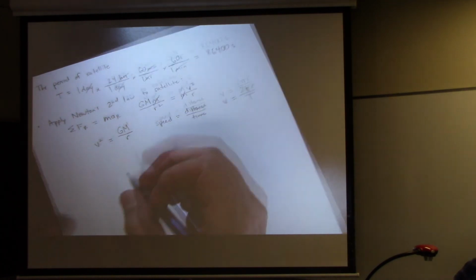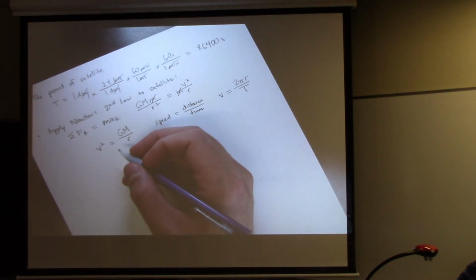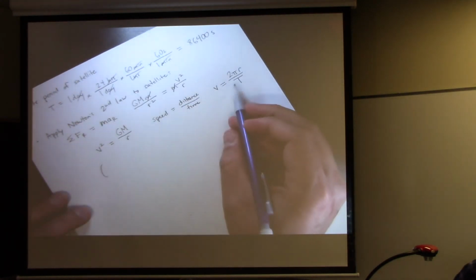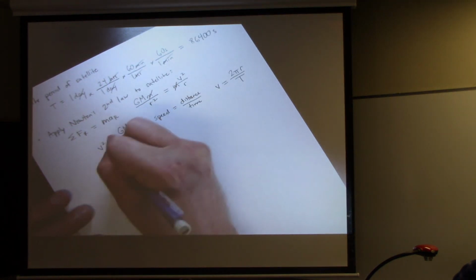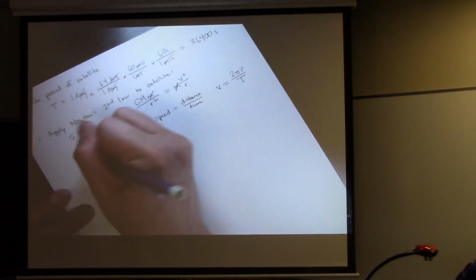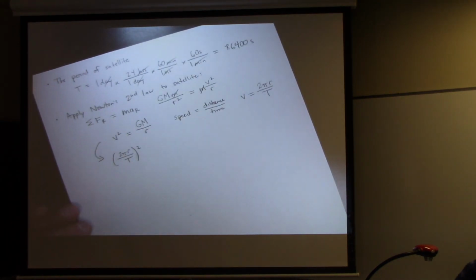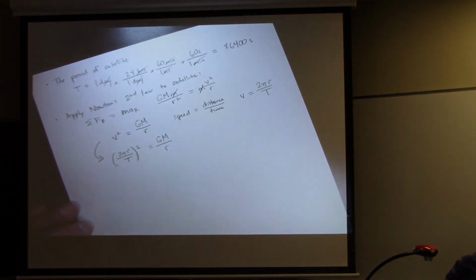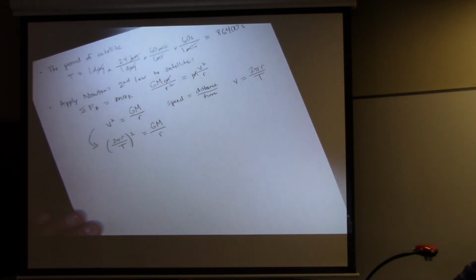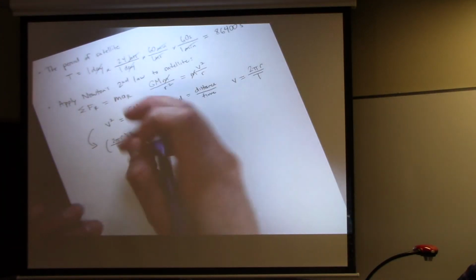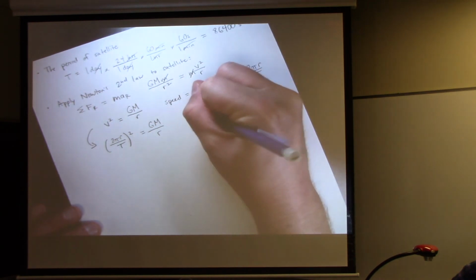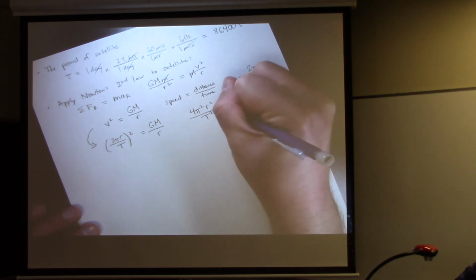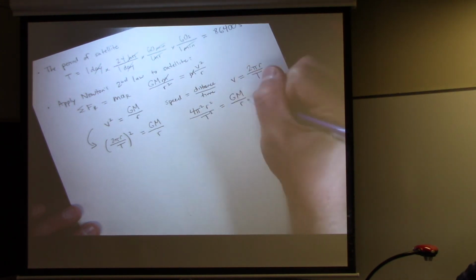Okay, so with that, what we can do is take 2πr divided by T, and sub that in for the speed, which in this equation is being squared, and equate that to big G, big M divided by r. On the left-hand side, I have to square everything. So I'm going to get 4, π squared, r squared divided by T squared. That equals GM divided by r.